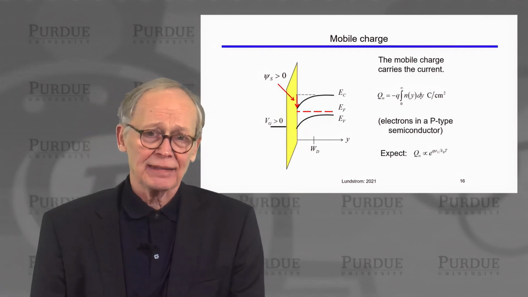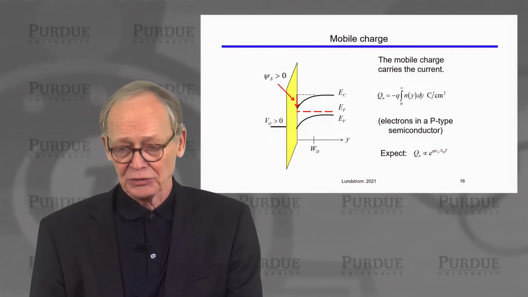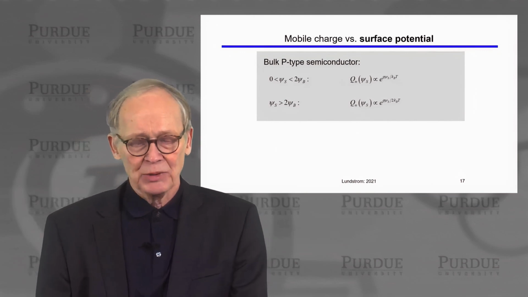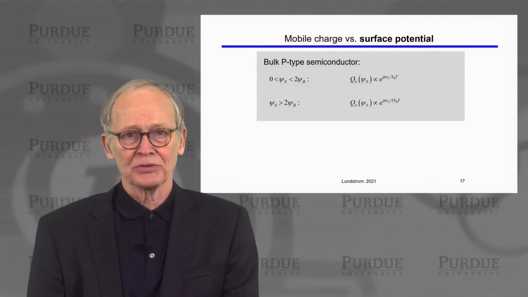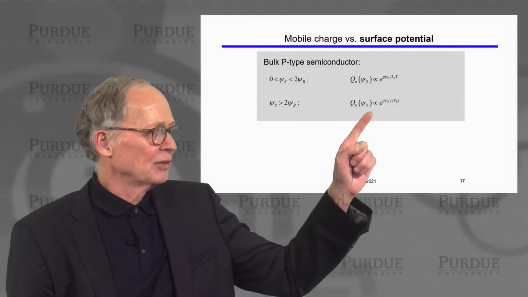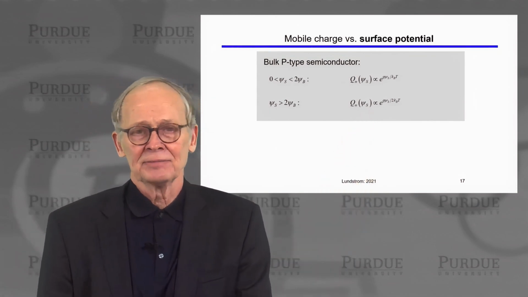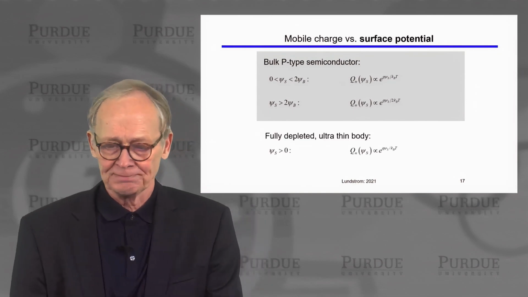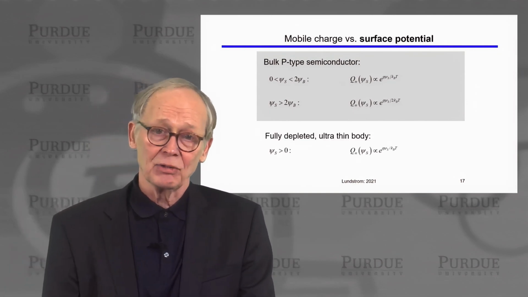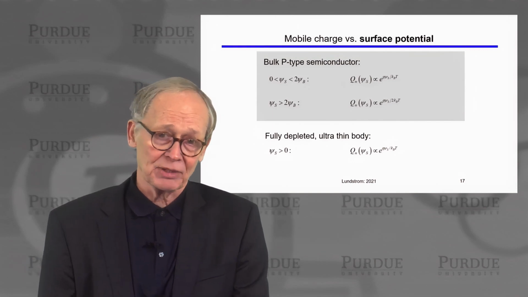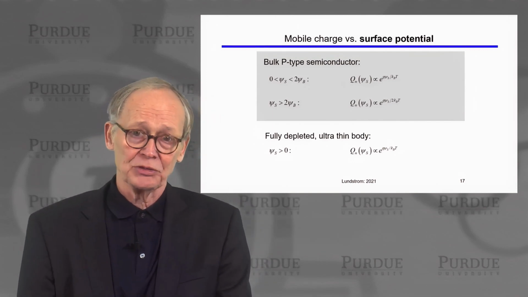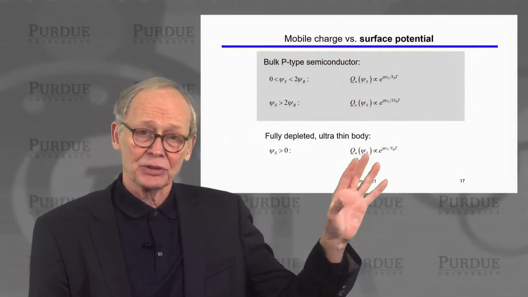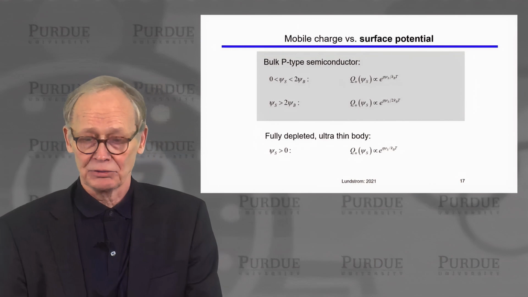And we can expect that it's going to vary exponentially with surface potential. In fact, we worked this out, and we showed that it does vary exponentially with surface potential. There is a factor of 2 in a bulk semiconductor above threshold, but it still varies strongly, exponentially with surface potential. In an ultra-thin body, fully depleted channel, which is more typical of the modern highest performance transistors, it varies exponentially with surface potential above and below threshold.